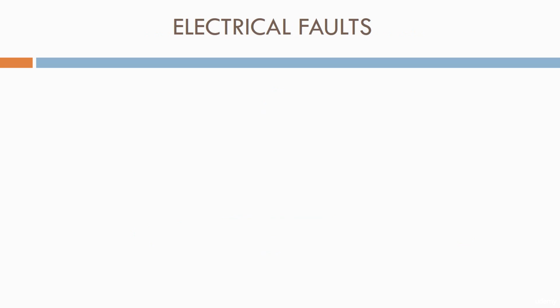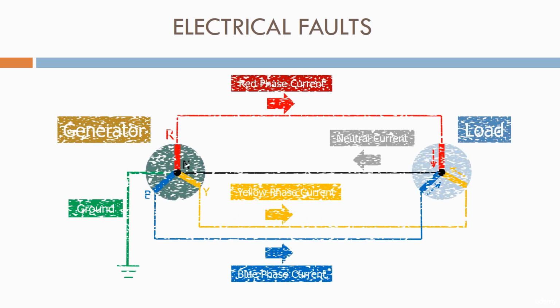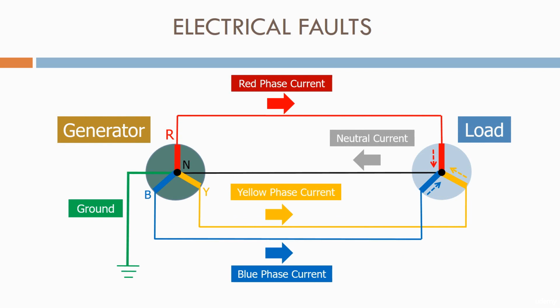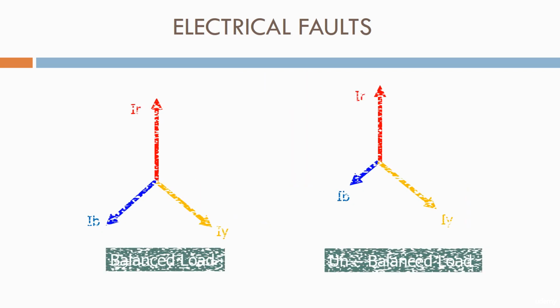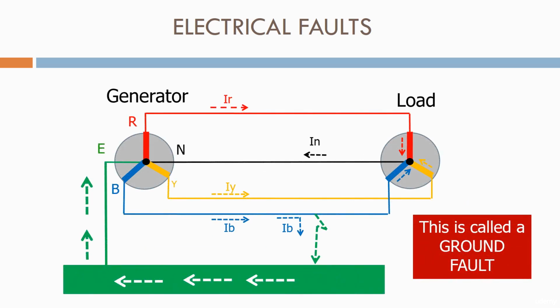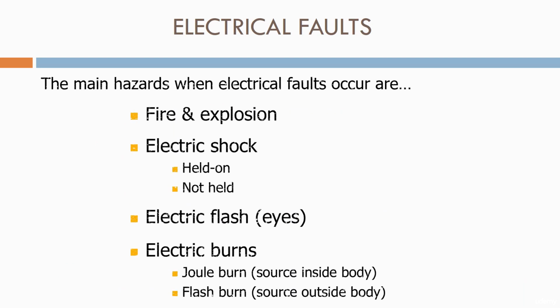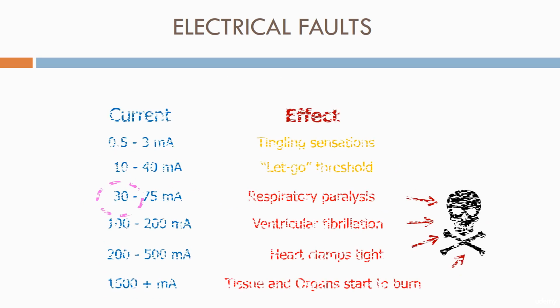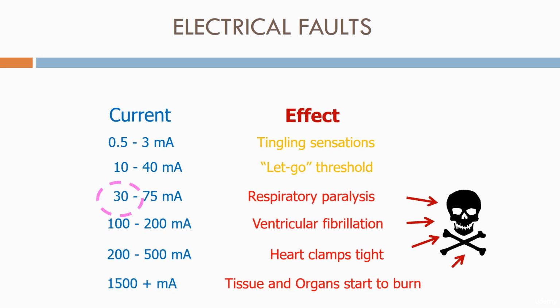In the next section we look at electrical faults. We start by looking at a healthy three-phase network and how the currents behave in a balanced and an unbalanced system. We then look at the different possible faults that can occur and see what happens to the currents under each scenario. We then look at the effects of an electrical fault on the human body, starting with the main hazards, before looking at how the effects on the body increase when the current increases.